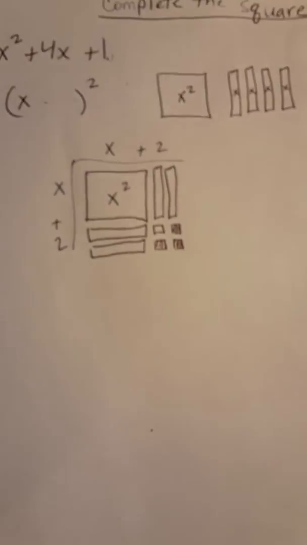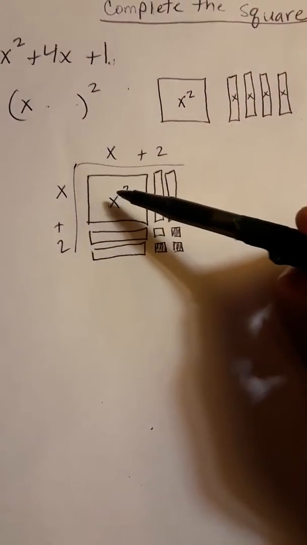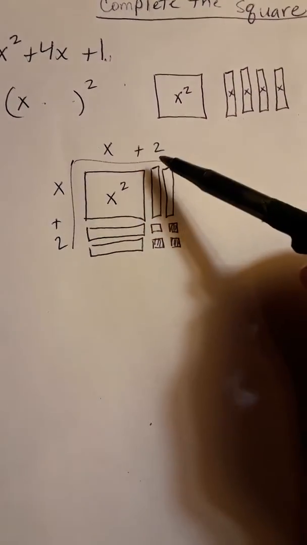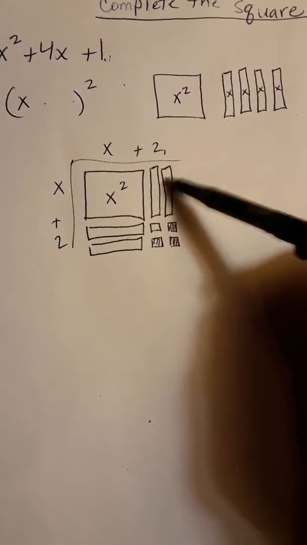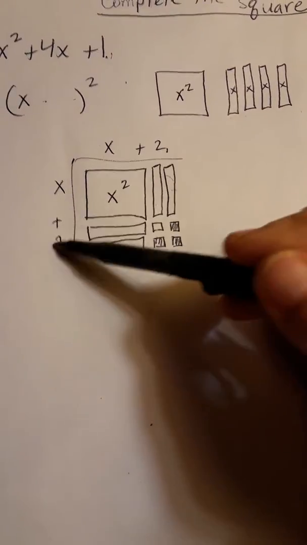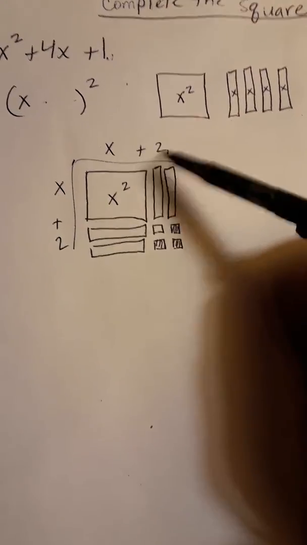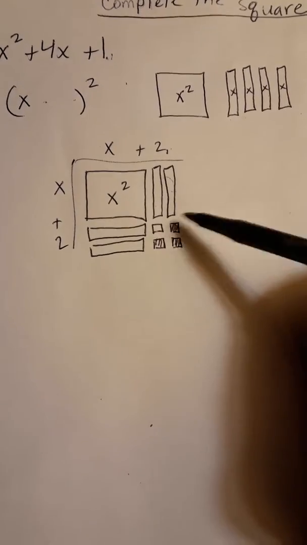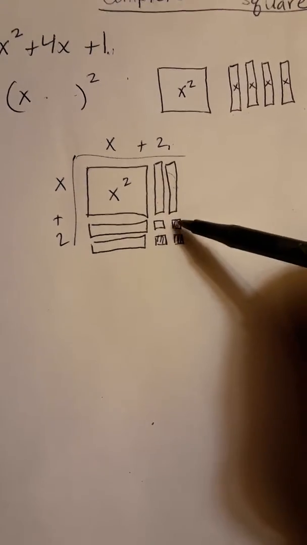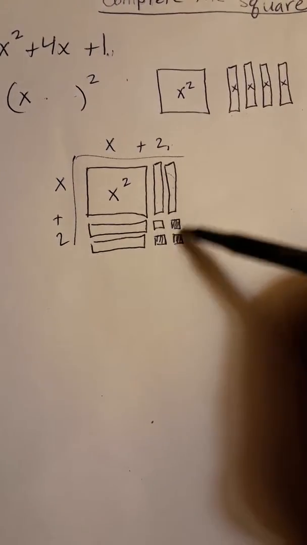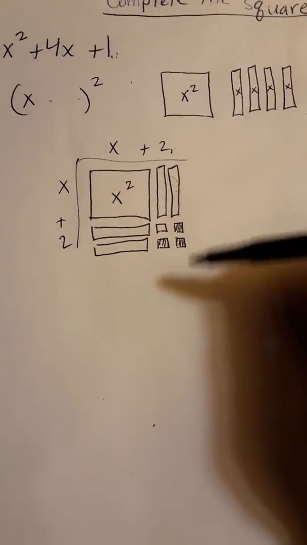See how I made a perfect square? Because x times x is x squared. X times 2 is 2x, and there they are. X times 2 is 2x, there they are. And 2 times 2 is 4. I just drew those a different color to show that I added them.